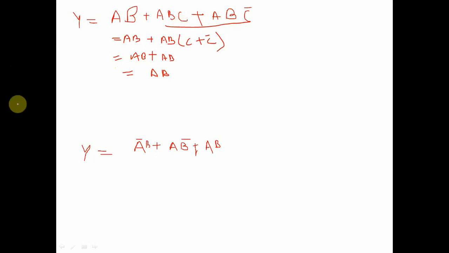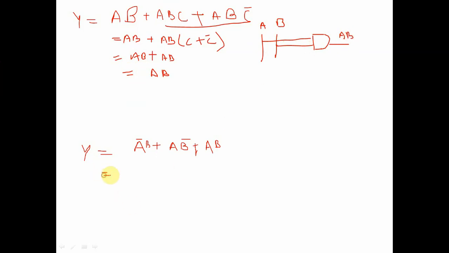So the final expression in the reduction logical circuit diagram: this one is A, this one is B. In between A and B, which gate is present here? An AND gate is present here. So I am writing here AB. This is the final expression.